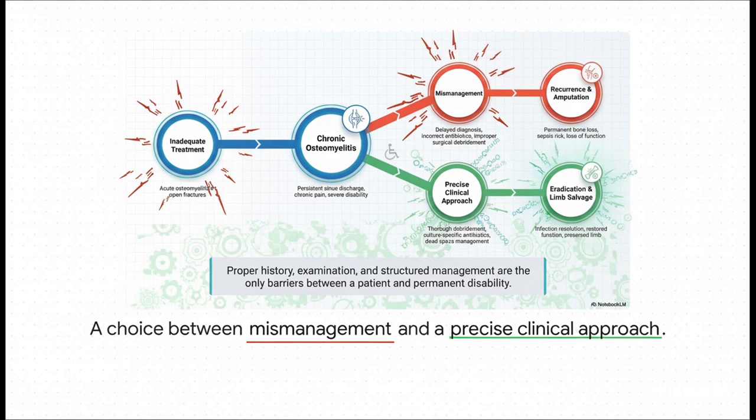But the green path, that's the one we're learning today. This is the precise clinical approach. This path leads to complete eradication of the infection and limb salvage. Your history, your examination, your structured plan, these are the only things standing between your patient and a permanent disability.